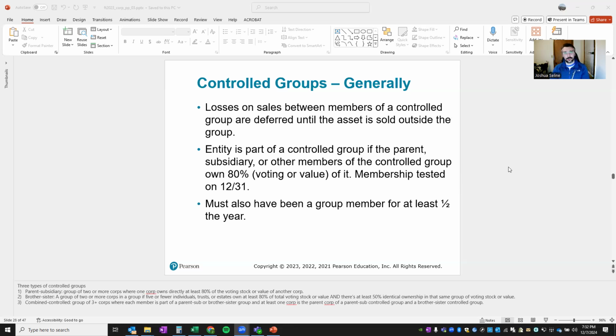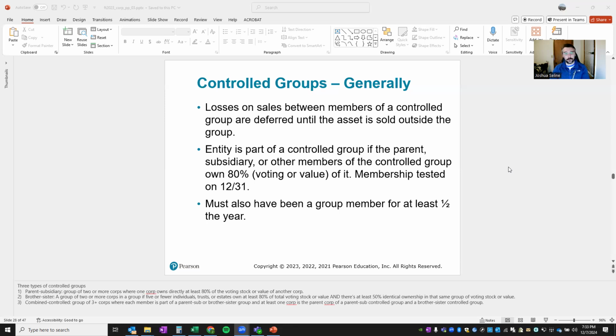Okay, getting into controlled groups. There's certain rules that apply to this, but generally we're looking at the 80% rule that we kind of looked at for Section 351. Losses on sales between members of a controlled group are deferred until the asset is sold outside of the group.